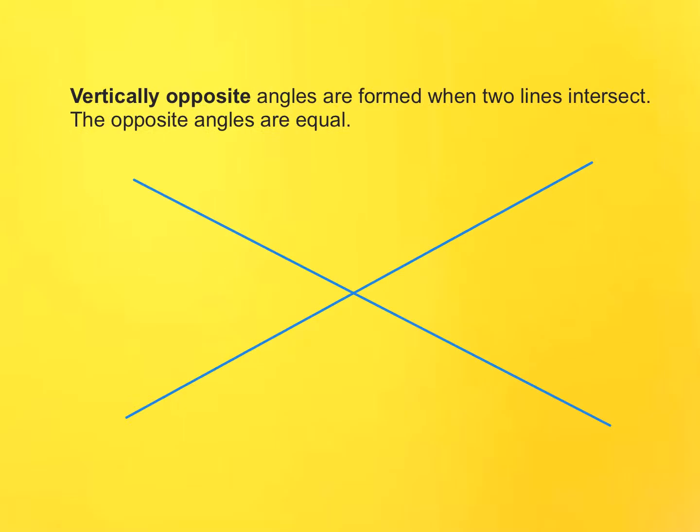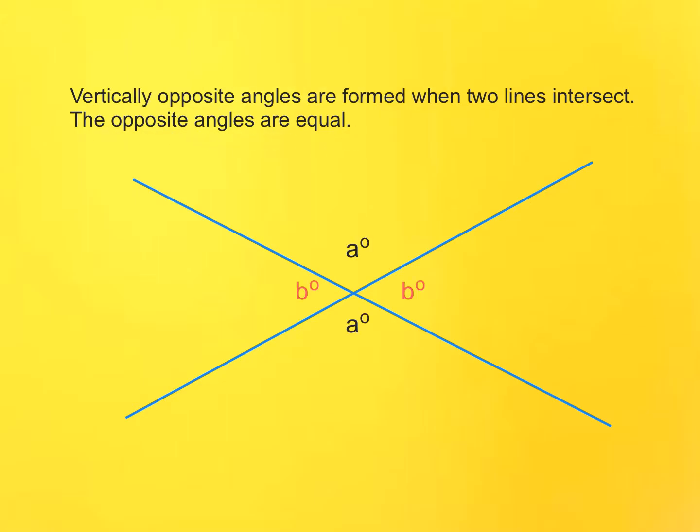The next special relationship we find is vertically opposite angles, which are formed when two lines intersect. The opposite angles are equal. In this diagram we can see that this angle over here, which is angle A, is vertically opposite to this angle over here. Therefore A is the same as A. And likewise this angle over here is vertically opposite to this angle over here.